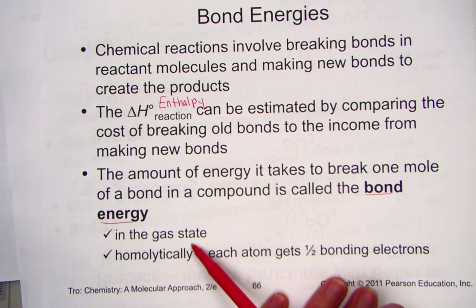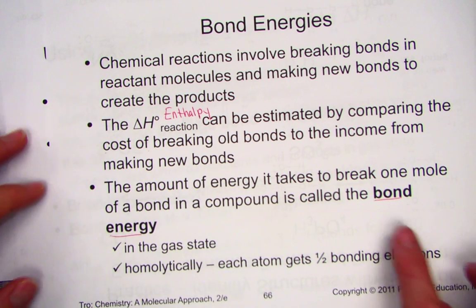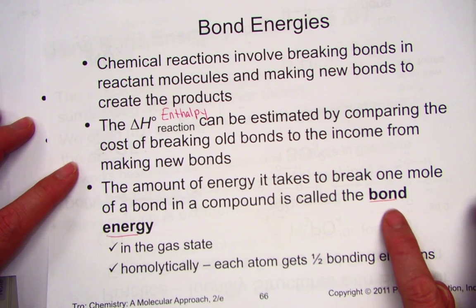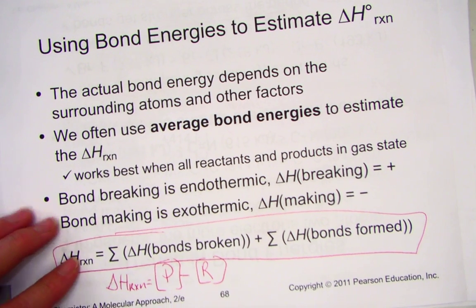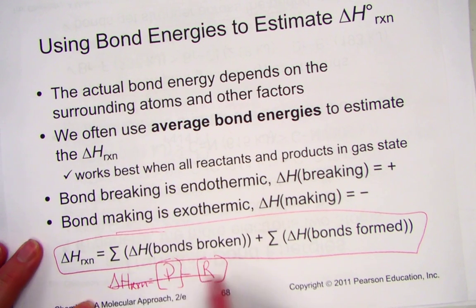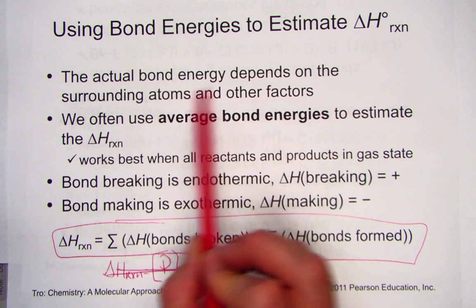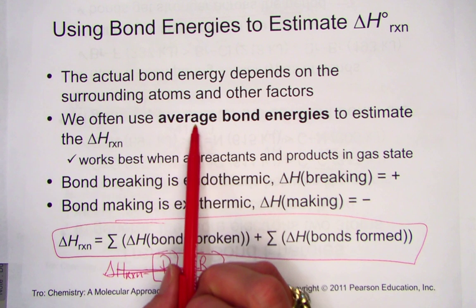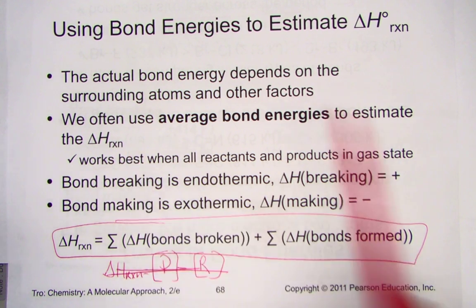Typically, they are reported in the gaseous state and homolytically, simply meaning each atom gets half of the bonding pair of electrons. The actual bond energy depends on the surrounding atoms and other factors, but we often use what are called average bond energies to simply estimate the enthalpy of a reaction.